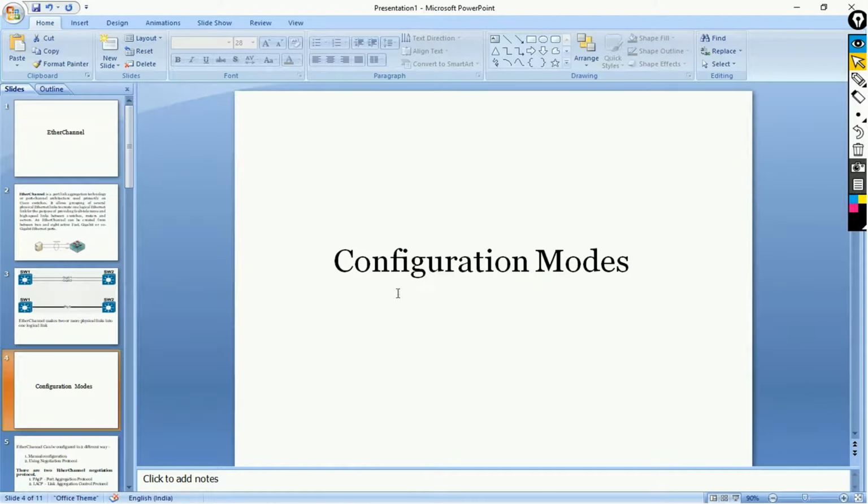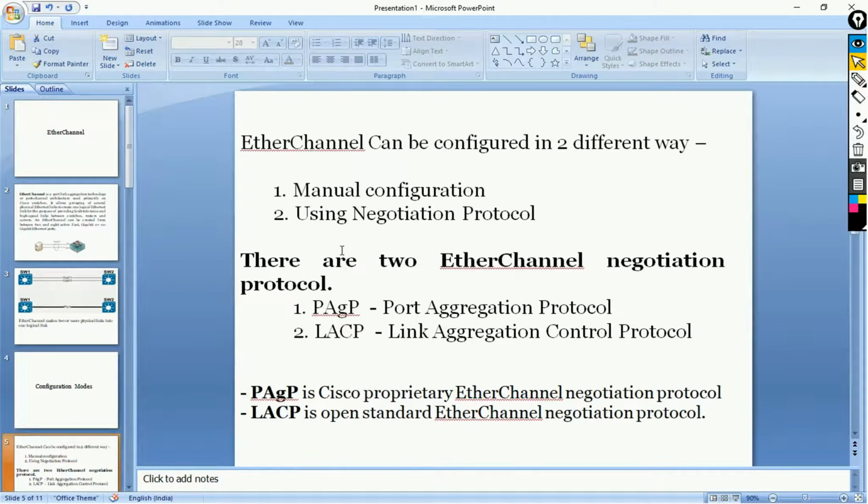Now let's see the configuration modes. Just like we had in DTP, we also have here. EtherChannel can be configured in two different ways: one is manual configuration and the other is negotiation protocol. Generally both are used, but using a negotiation protocol is the preferred method. There are two types of negotiation protocol: PAgP, or Port Aggregation Protocol, and LACP, that is Link Aggregation Control Protocol.